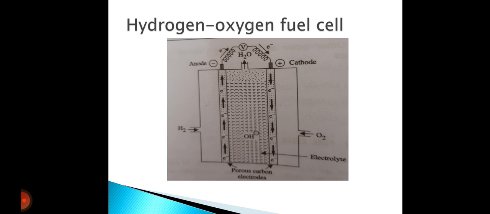So hydrogen is passed inside the graphite anode. Similarly, oxygen is passed into the graphite cathode. So this is the setup showing the hydrogen oxygen fuel cell.